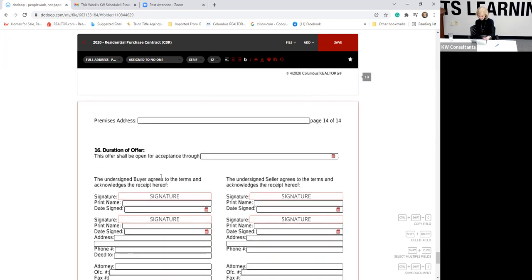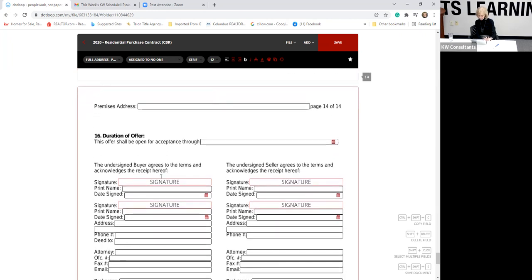Now, this was important too. Duration of the offer: I wrote this today on January the 11th. I am going to leave it open for acceptance through 5 p.m. January the 12th. If it's a real hot property, I might say 9 o'clock tonight, or whatever the circumstances are. But always put a time, 12 o'clock or whatever.